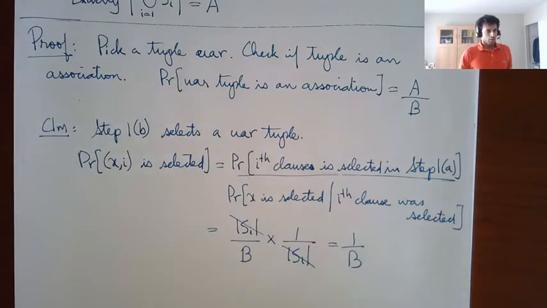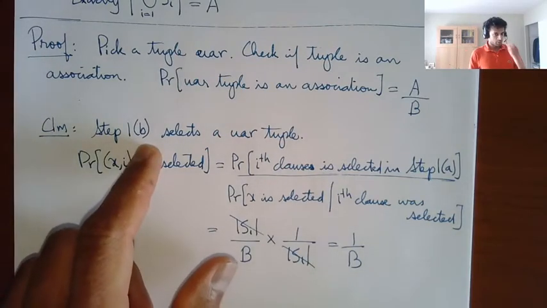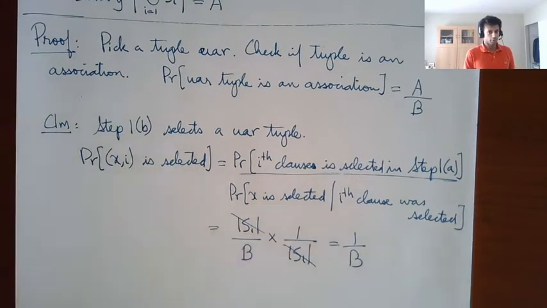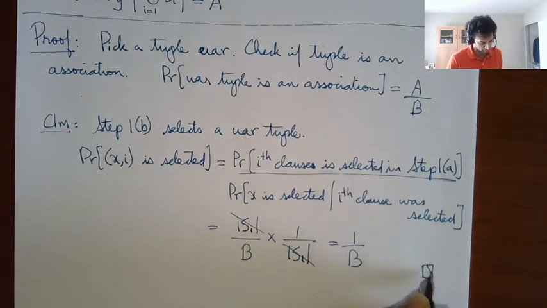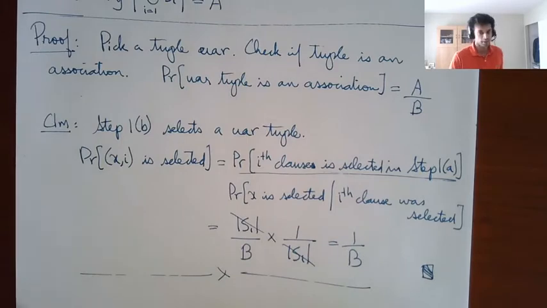So here's the claim. The claim is the probability that step 1b selects a uniform at random triple. That's the proof over there. Okay, so that ends that claim.